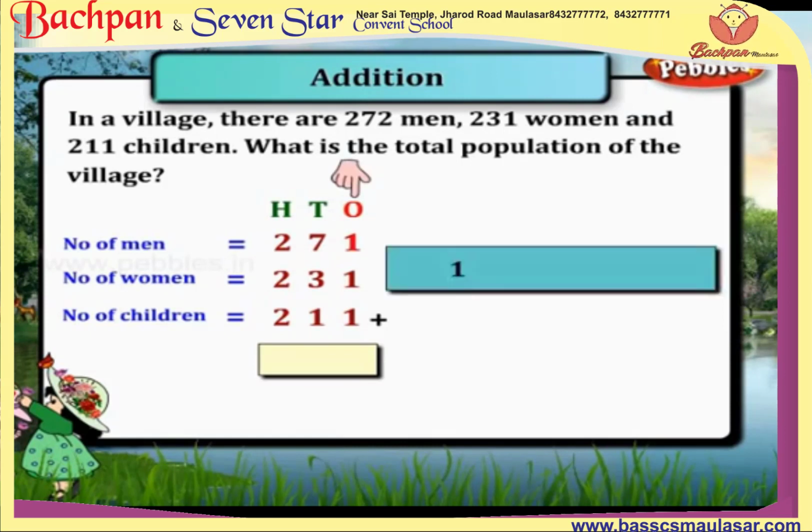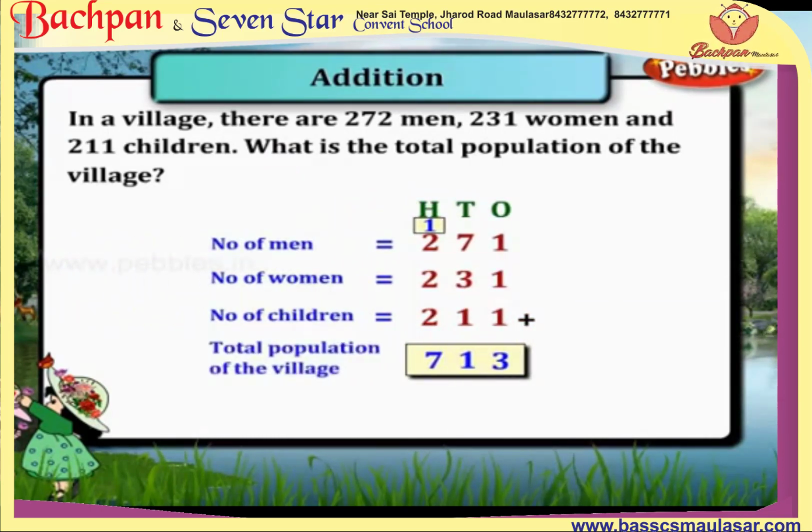Add the ones. 1 plus 1 plus 1 equal to 3. Add the tens. 7 plus 3 plus 1 equal to 11. Write 1 in the tens column and carry over 1 to the hundreds column. Add the hundreds. 1 plus 2 plus 2 plus 2, and that is equal to 7. So, the total population of the village is equal to 713.